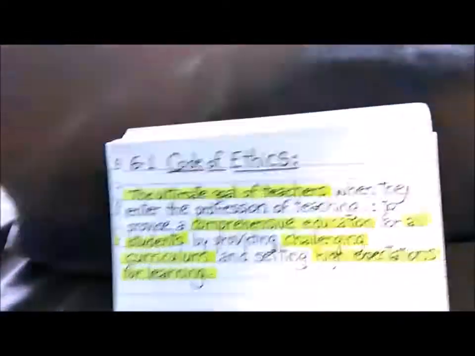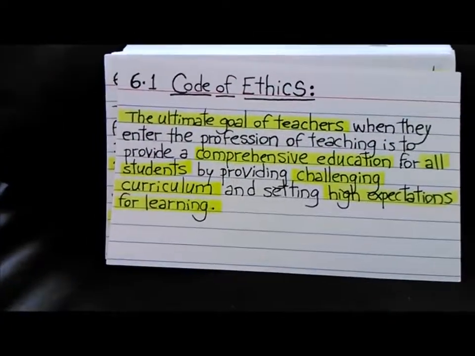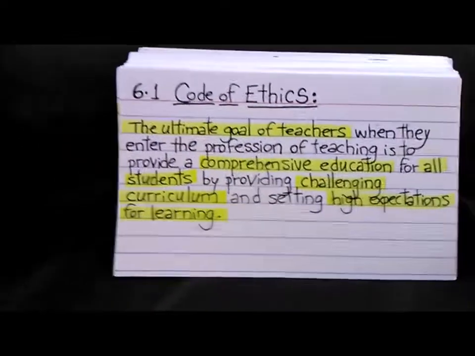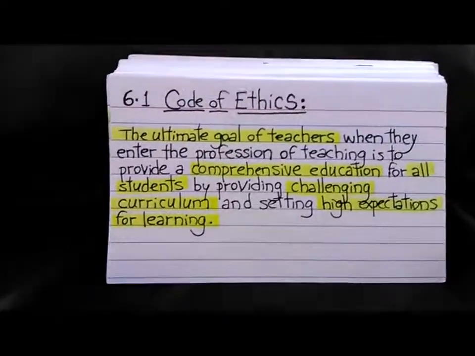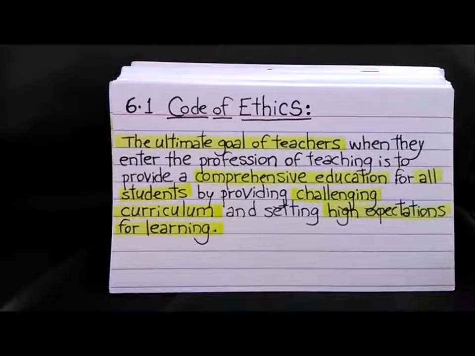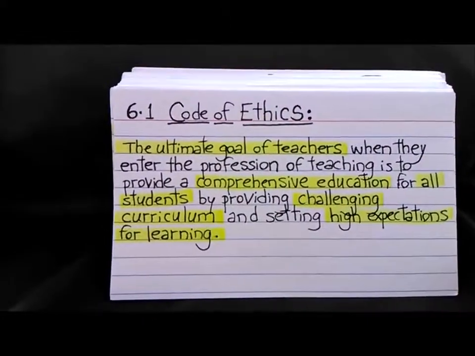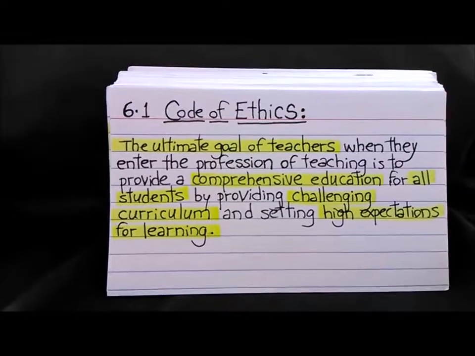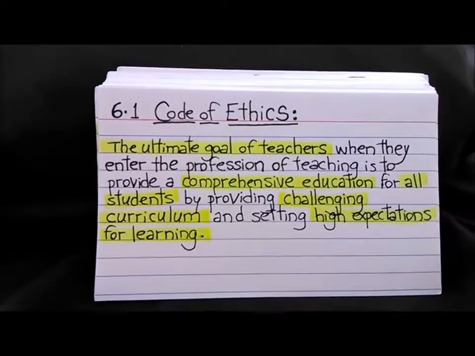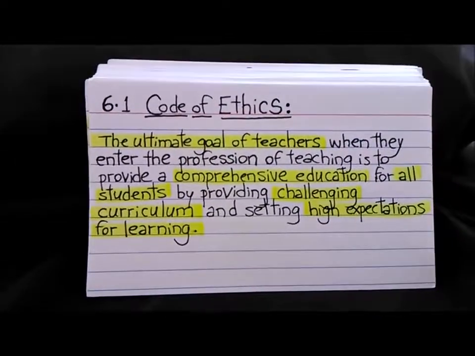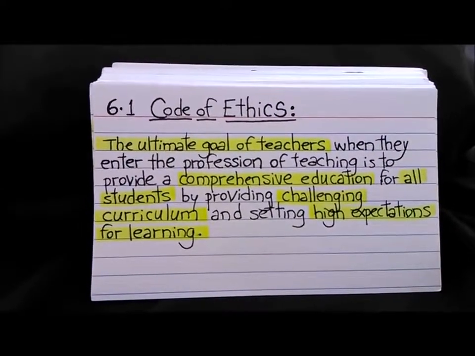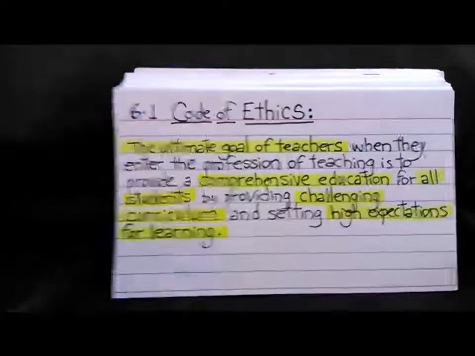And I'm going to stop there because we're on 6.1. This shall be a short chapter here. 6.1, Code of Ethics. The ultimate goal of teachers when they enter the profession of teaching is to provide a comprehensive education for all students by providing challenging curriculum and setting high expectations for learning.